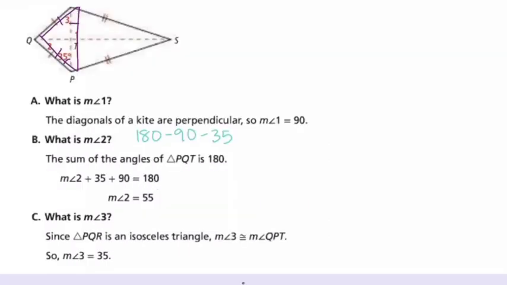C. What is the measure of angle 3? Since triangle PQR is an isosceles triangle, the measure of angle 3 is congruent to the measure of angle QPT. So the measure of angle 3 is equal to 35.